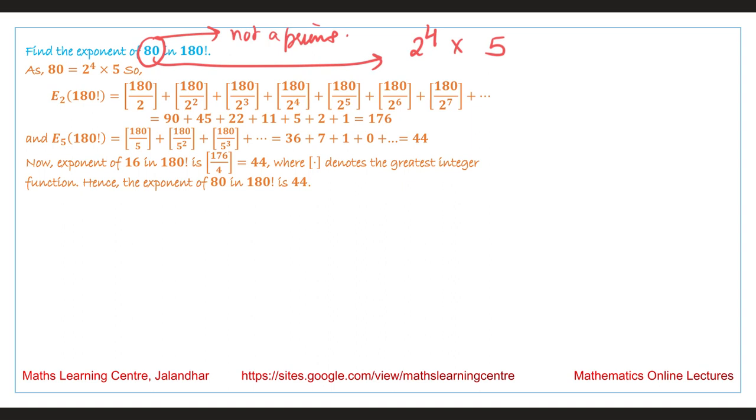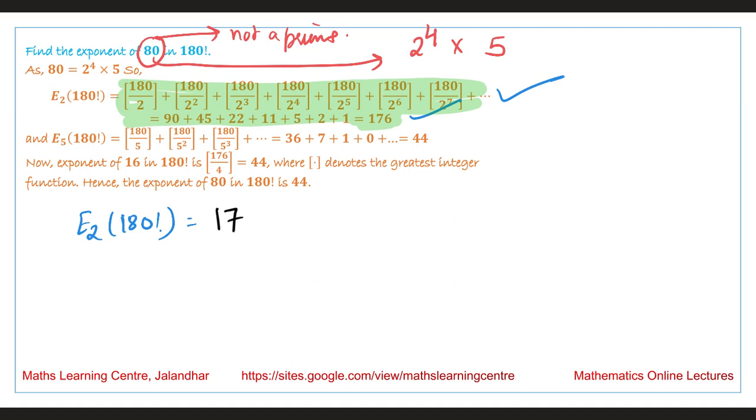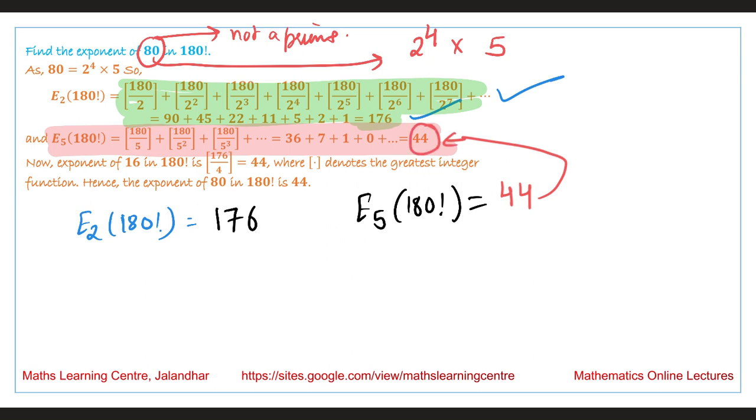If we calculate the exponent of 2 in 180 factorial, we have shown these calculations over here. You can see these calculations. The answer we are getting is 176. And the exponent of 5 in 180 factorial is equal to 44.